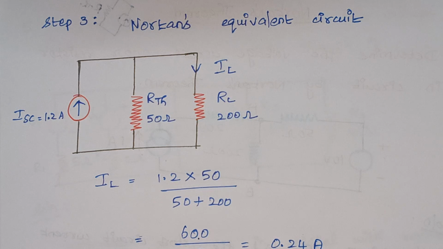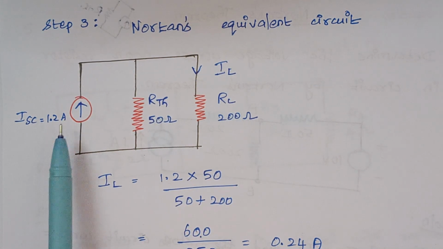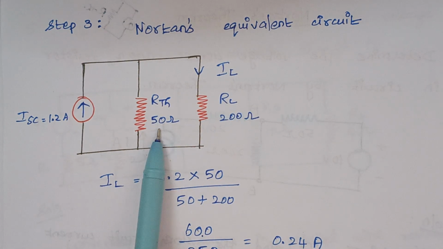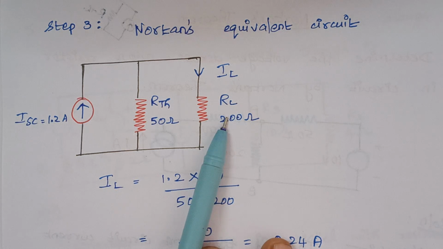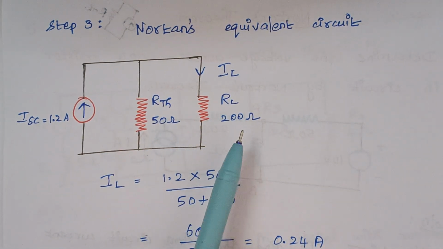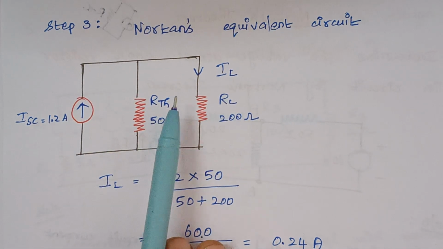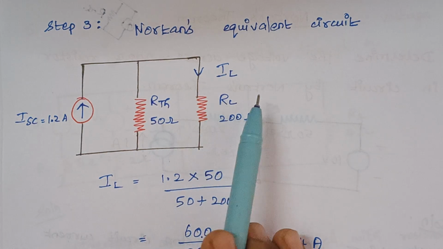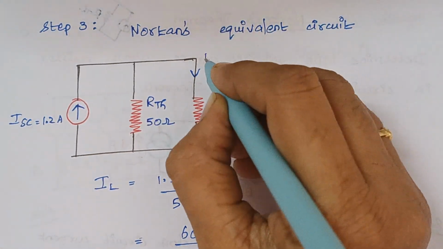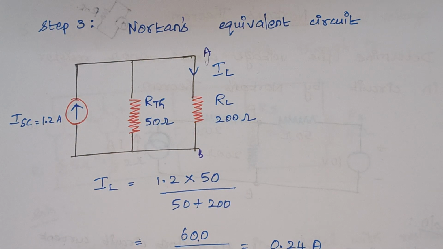The next step is to draw the Norton's equivalent circuit. As I already said, we will have a short circuit current, the Thevenin resistance, and finally a load resistance. Just draw the circuit as such. The short circuit current we have calculated is 1.2 amps, the Thevenin resistance is 50 ohms, and RL, across the terminal AB, is the 200 ohm resistance, right?